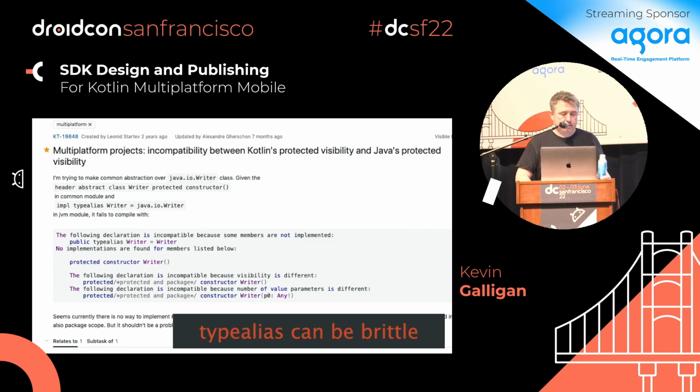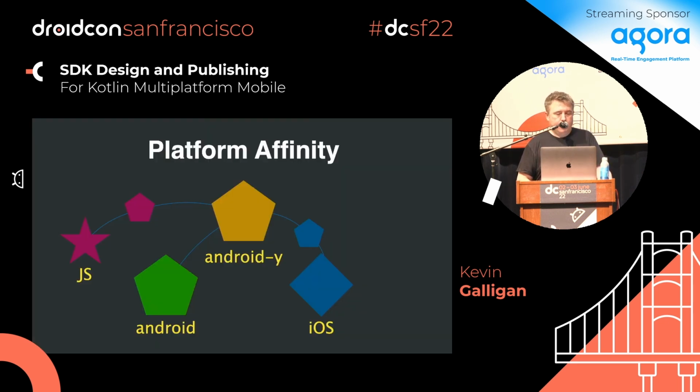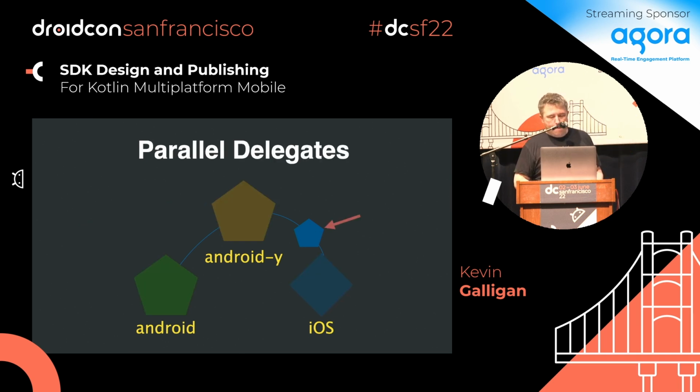This slide is from a few years ago. The bug is still open. It's 5 years now. I don't think it's ever going to be fixed. So type alias is interesting, but it can be difficult to use in a practical situation. And if you've got more than just Android and iOS, you wind up with one platform that's the obvious default, and everything else is a weird mishmash. Anyway, the parallel delegates, that's what I was talking about there.